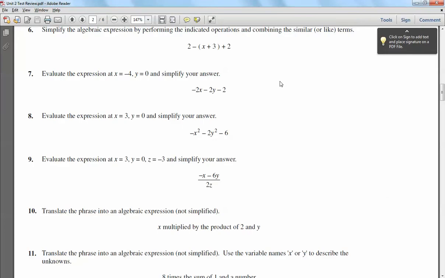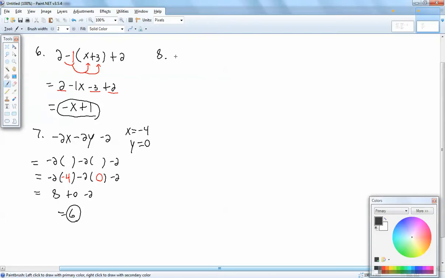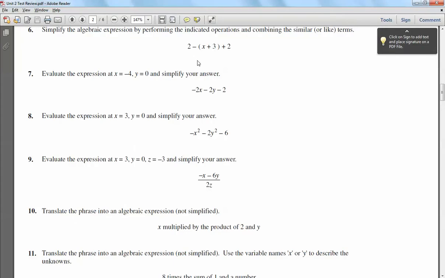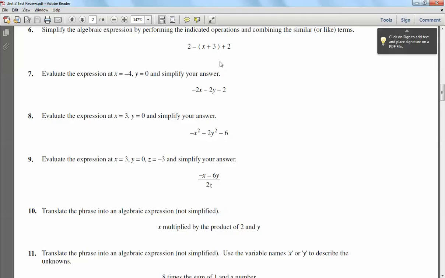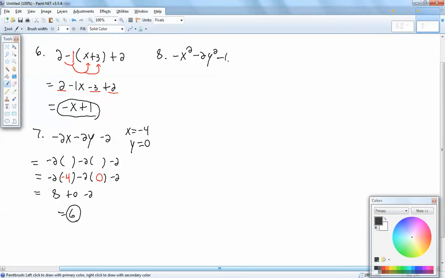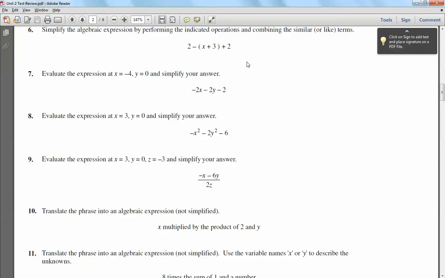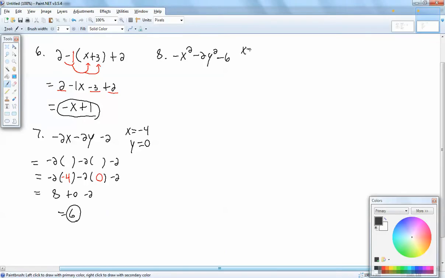Number 8. We got negative x squared minus 2y squared minus 6. And they give us x equals 3 and y is equal to 0. Okay, evaluating, first thing we do is we go through and replace our variables with parentheses. Everything else remains exactly the same. All I'm doing is going through and replacing the x and the y with a set of parentheses.